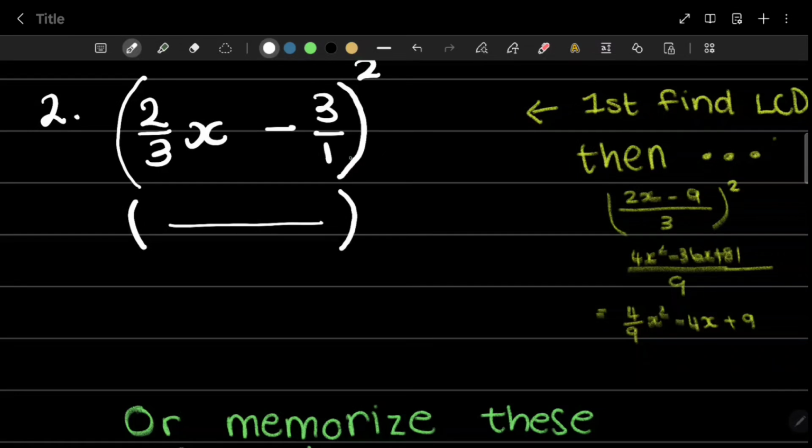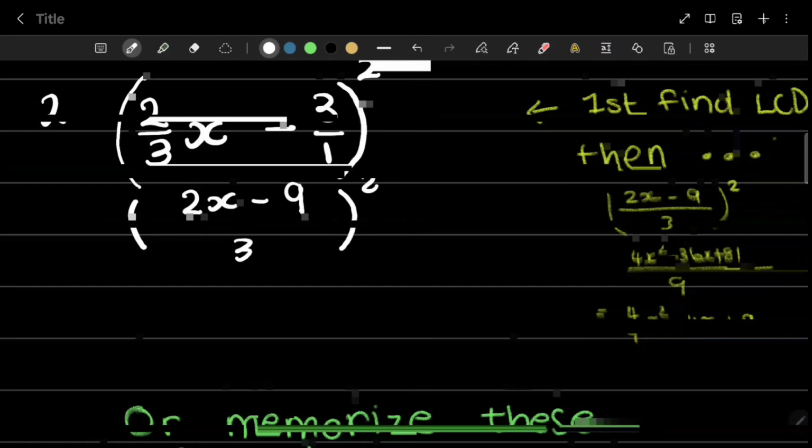Find the LCD or LCM, which is 3. 3 divided by 3 gives us 1. 1 times 2 will be 2x. Bring down the sign, minus. 3 divided by 1 will give us 3. 3 times 3 over here will give us 9. And that's how we do it.